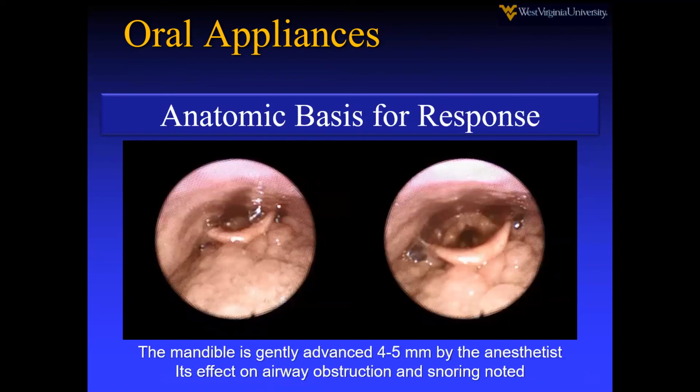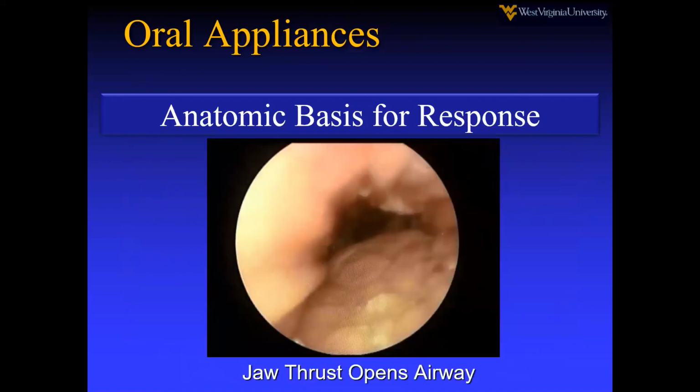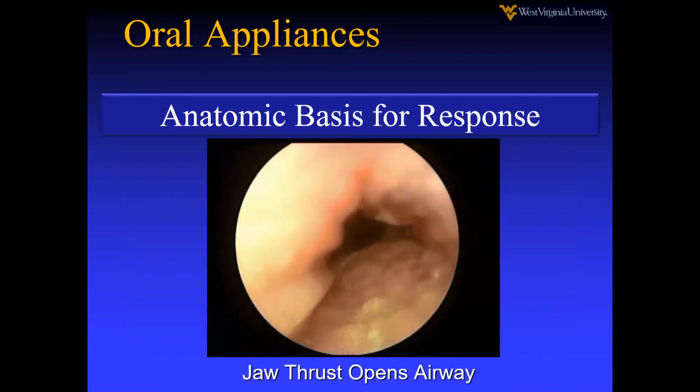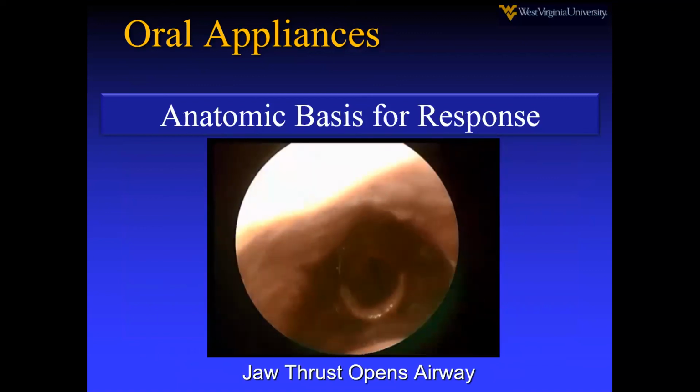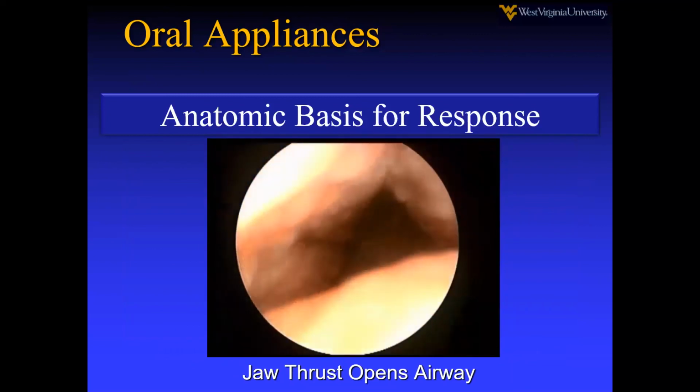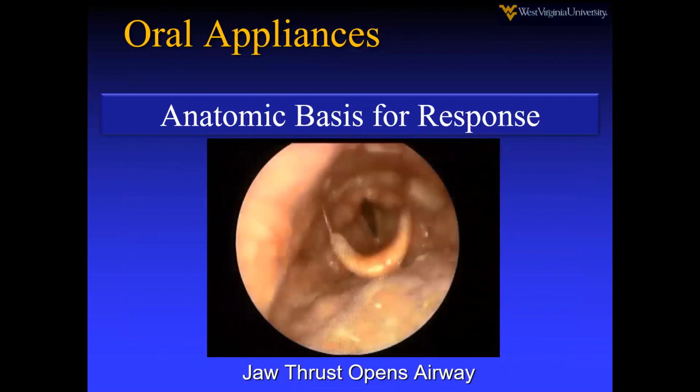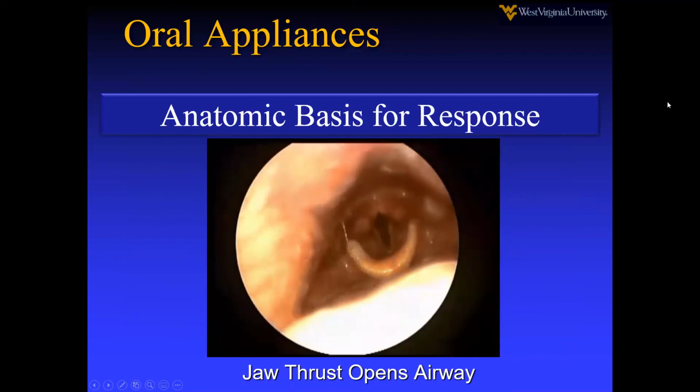So during sleep endoscopy, have the anesthesiologist just pull the jaw forward about 5 millimeters, and you'll see how much improvement you get. And I also look to see if it improves the palate at the same time, because if it only improves the tongue base, then oral appliance is probably not going to be very successful. And this is a jaw thrust, which will anticipate how an oral appliance might work. I think that's remarkable. It's fun too.